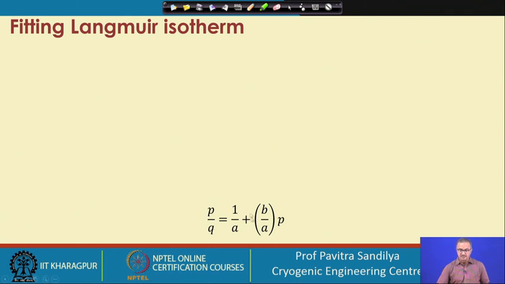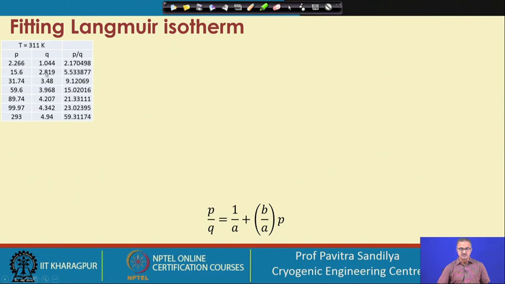Now, coming to the fitting of the Langmuir isotherm, we have to remember that this equation represents the Langmuir isotherm. As we learnt earlier, if we plot P by Q versus the pressure, we shall get a straight line equation with a slope of b by a and an intercept of 1 by a, and from this slope and the intercept we can find the values of these two constants a and b. That is what we shall be doing.